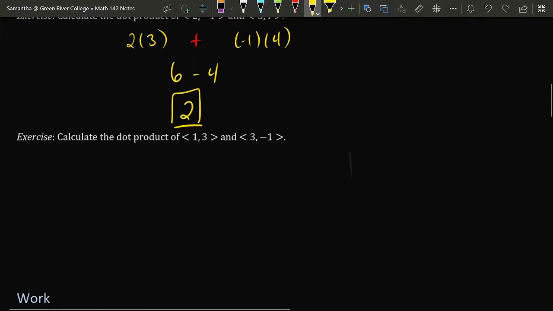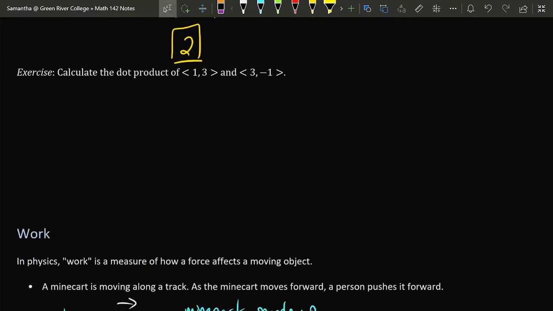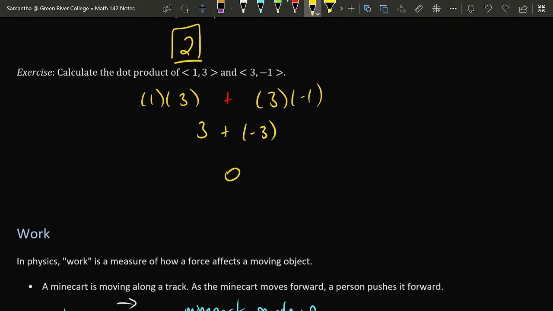And for one final example, we have <1, 3> and <3, -1>. I'll take the product of the two x's and the product of the two y's, and then I'll add those results together. So I get +3 plus -3, and the result is the number 0. So, when you're taking the dot product of two vectors, the result is always a number.